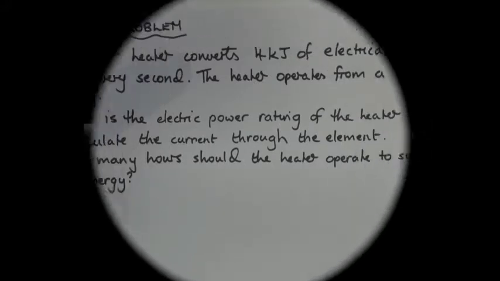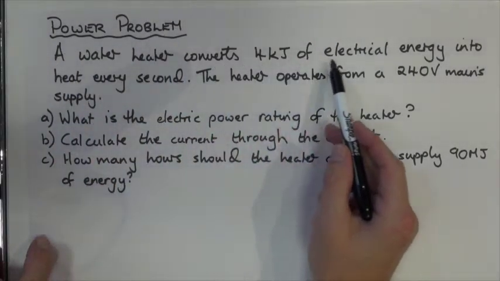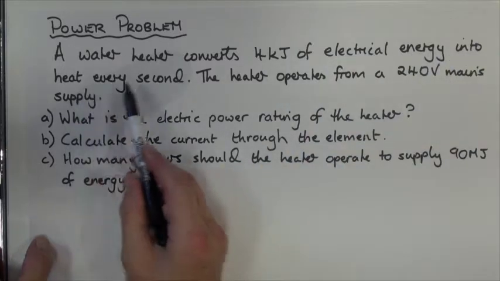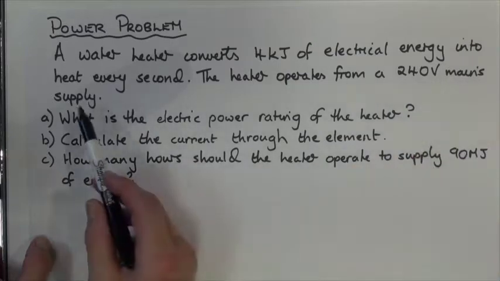In this video, we're going to solve a power problem. So I've got a water heater which is going to convert 4 kilojoules of electrical energy into heat every second. The heater operates from a 240 volt main supply.